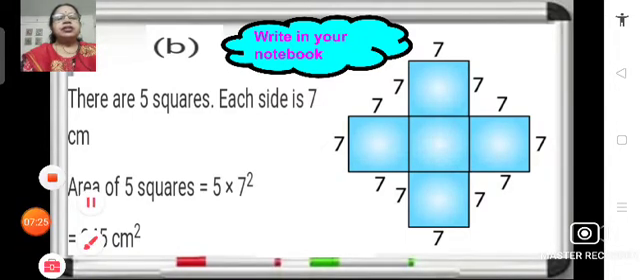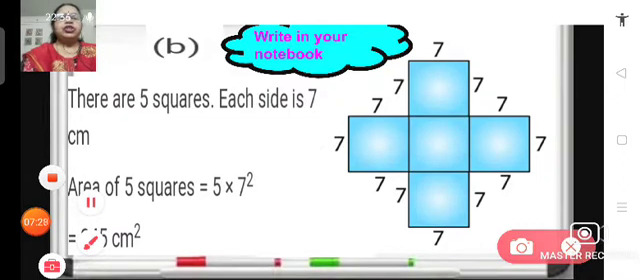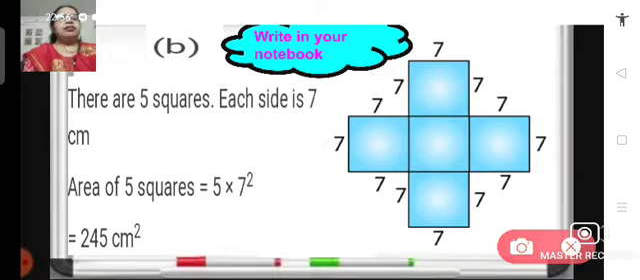So, this is the first manner in which you can answer this. Children, if we split this figure like this, then we have 5 squares, each with side 7 centimeter, isn't it? You have to remember that squares can be considered as special rectangles with all the sides equal. So, we have 5 squares here, each with side 7 centimeter.